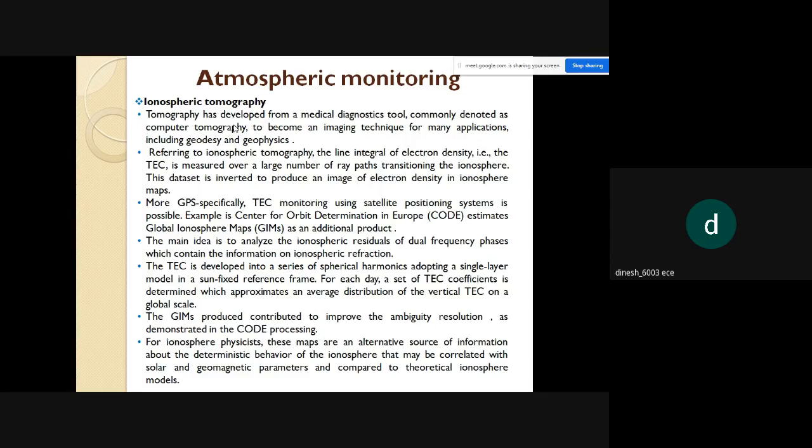So all those ionospheric maps, data sets, and images of the Earth show the ionospheric measurements or effects. I'll show in the presentation where all these things are being measured, an image of the Earth at a particular location. More specifically for GPS, monitoring the total electron content using the satellite positions is possible.